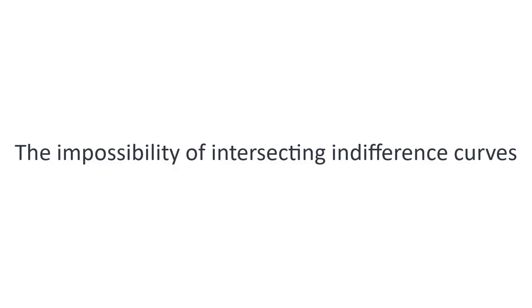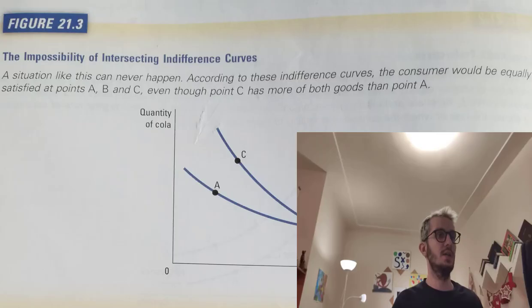The next is the impossibility of intersecting indifference curves. A situation like this can never happen because according to this, the consumer will be equally satisfied at points A, B and C, even though point C has more of both goods than A. Okay, so this can never happen.